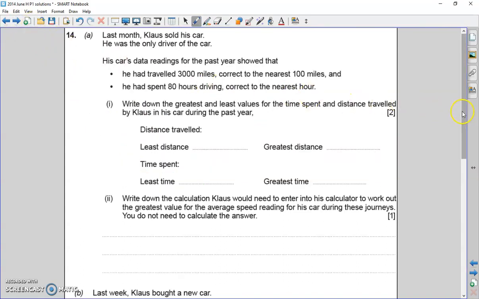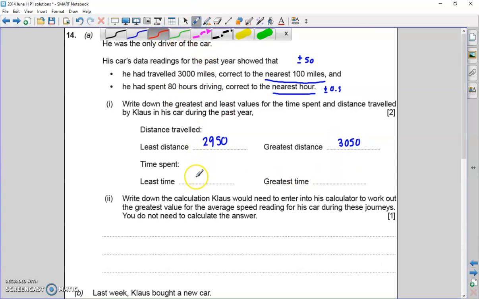Okay, this is again a numeracy topic really. It's upper and lower bounds. The rules are for upper and lower bounds, whatever it says to the nearest, it's half of that up and down. So add 50, take away 50, or nearest hour, add half an hour, or take away half an hour. So the least distance travelled is 3,000, take away 50, 2,950, and the greatest distance is 3,000, add 50, which is 3,050. Okay, for the time, it's 80 take away half an hour, 79.5, or is 80 plus half an hour, 80.5.